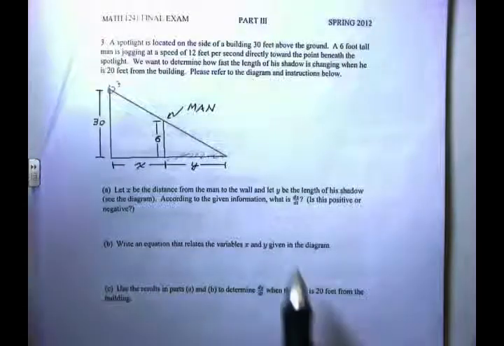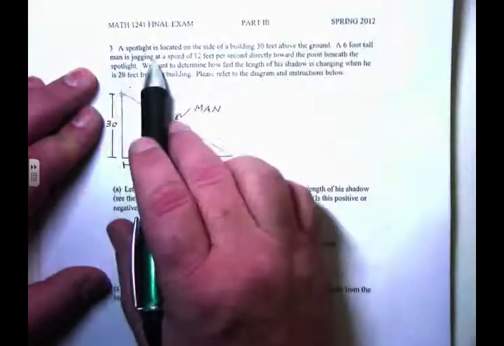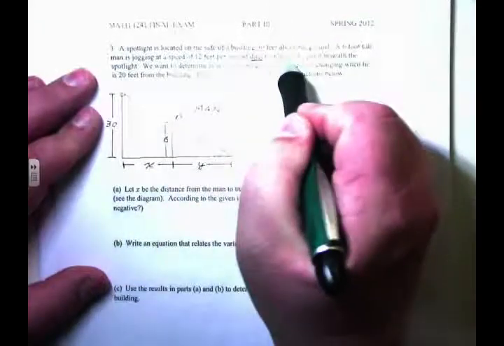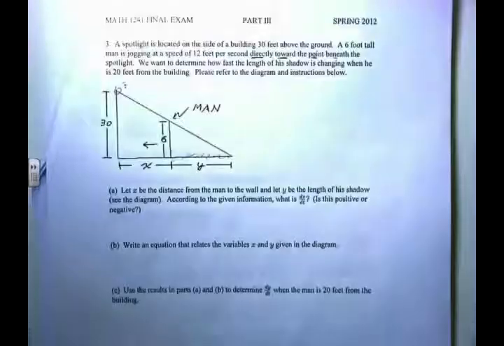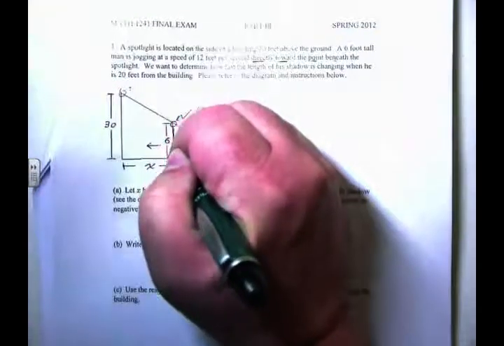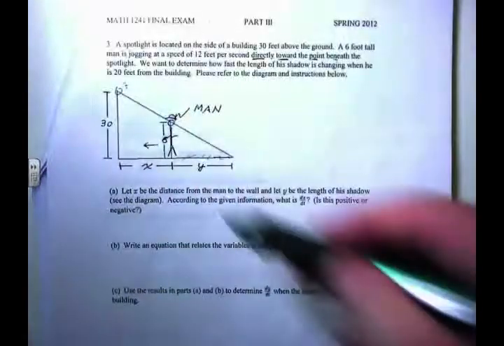All right, so here we go. Take a look at this one. Here's the question. A 6 foot tall man is jogging at a speed of 12 feet per second directly toward the point beneath the spotlight. He's going this way. Does that make sense? Here's the guy, in case you can't tell. Here he is. And he's jogging towards the light.